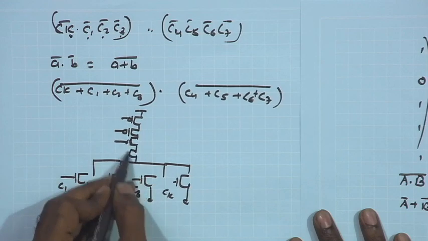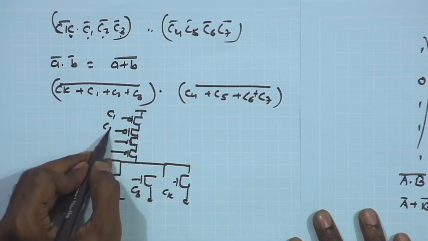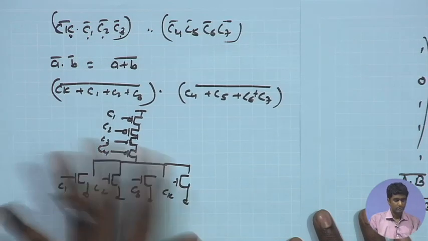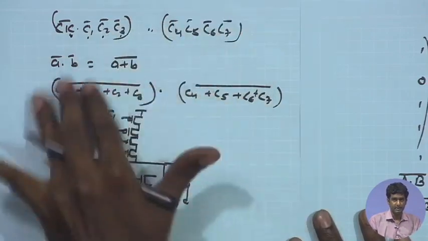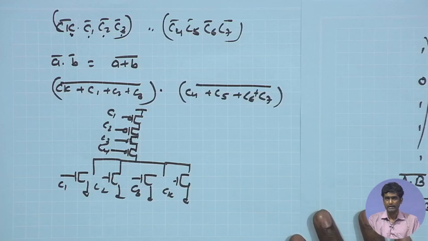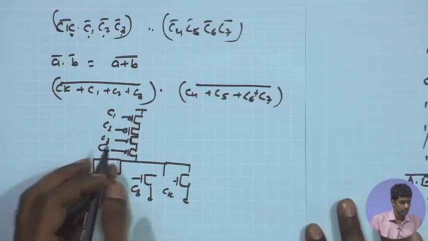So, C1, C2, C3, C4. This is a 4 input NOR gate. I can take 2 such gates and arrive at these 2 outputs and then combine them using an AND gate. So, that can be a possible implementation.